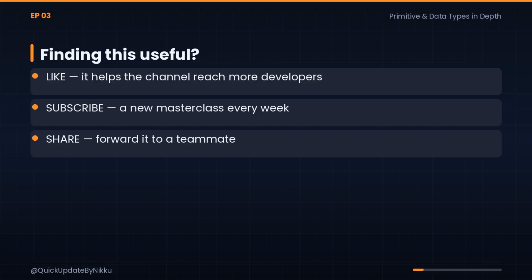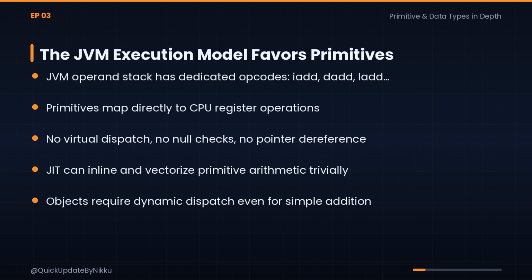Now, back to it. The JVM bytecode instruction set has dedicated arithmetic opcodes for each primitive type: iadd for int, dadd for double, ladd for long. These map one-to-one onto CPU instructions. The JIT compiler can further vectorize loops over primitive arrays using SIMD instructions. None of that optimization path is available when values are boxed inside objects.